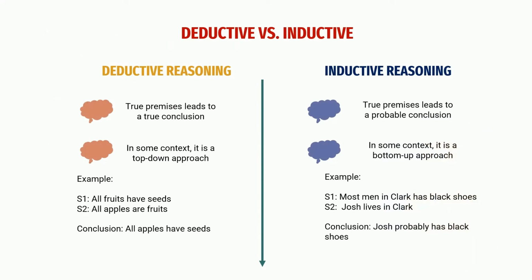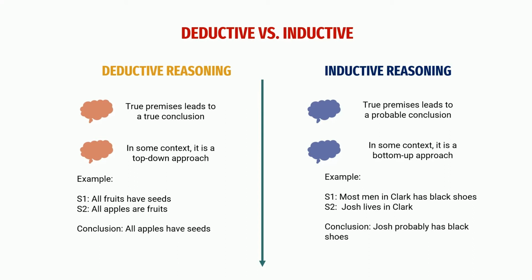Let's now differentiate deductive and inductive reasoning. In deductive reasoning, true premises lead to a true conclusion, which means we get an absolute truth based on the reasoning that is given to us. In some contexts, deductive reasoning uses a top-down approach, meaning that it goes from generic to specific. Here is an example of a deductive reasoning. Statement 1: All fruits have seeds. Statement 2: All apples are fruits. Conclusion: All apples have seeds.